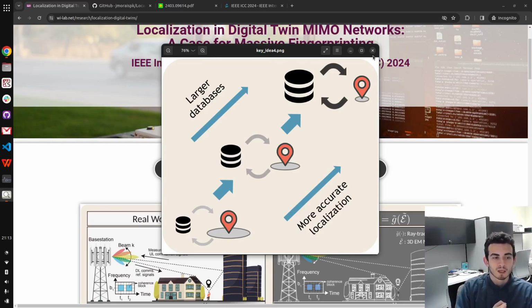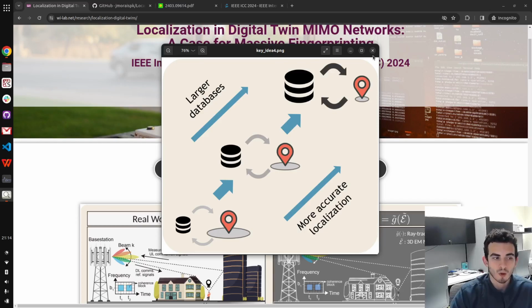That's why using digital twins seemed such a good solution, because we can essentially virtually eliminate, but let's be conservative and say drastically reduce, the effort required to make these very large databases. And essentially we are transforming the problem of localization into the problem of realistic digital twins.